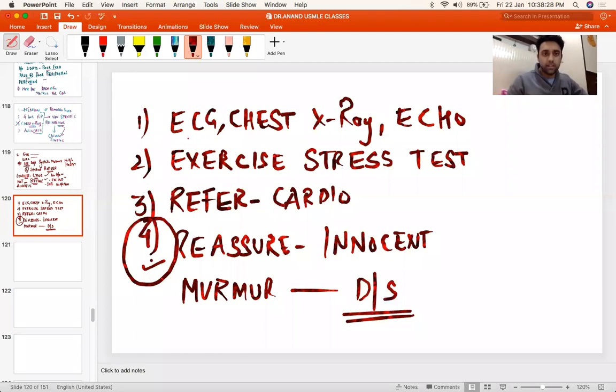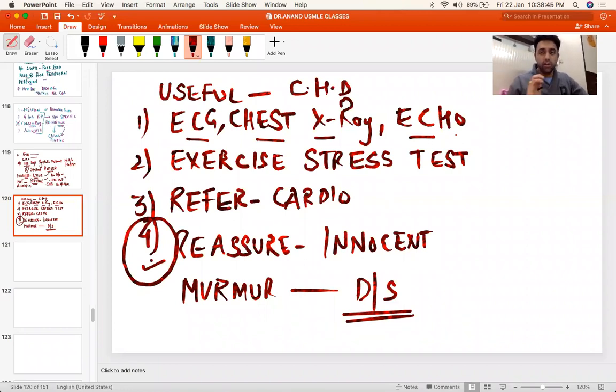Please remember, ECG, chest X-ray, and echo is a good, useful investigation, but it is useful if you're suspecting a congenital heart disease. This is the first time the patient has come to you. There is no previous history of hospitalization, no history of recurrent upper or lower respiratory tract infection. That is why in general you will not do ECG, chest X-ray, and echo, because it is useful if you are suspecting some congenital heart disease.